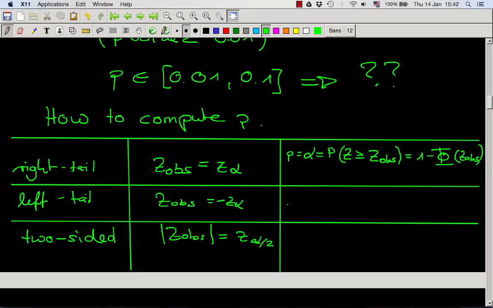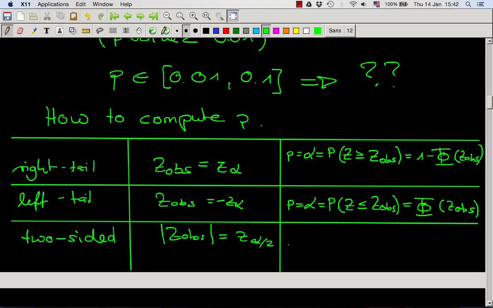So in that case, p is alpha, the probability of Z being smaller or equal to z_ops or minus z_alpha, so this is just phi of z_ops.